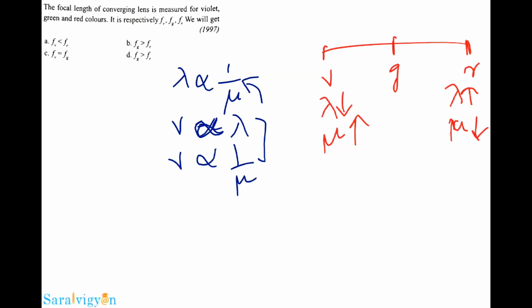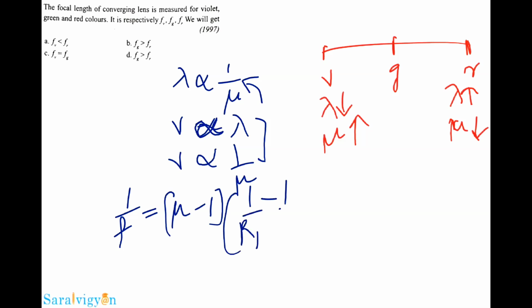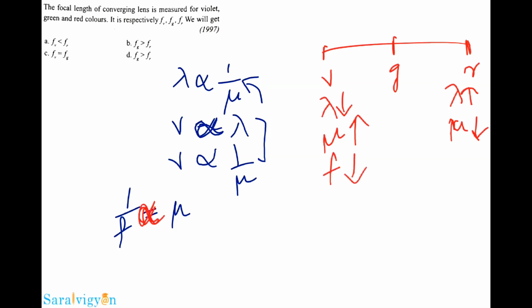Now we have to write the lens maker's formula, which is 1 by f is equal to mu minus 1 into 1 by r1 minus 1 by r2. With this formula we can understand that 1 by f is directly proportional to mu. That means mu is inversely proportional to focal length. So if mu is greater, that is refractive index is greater for violet, it means focal length is lesser for violet, and for red it would be greater.